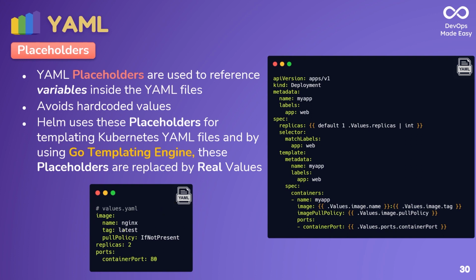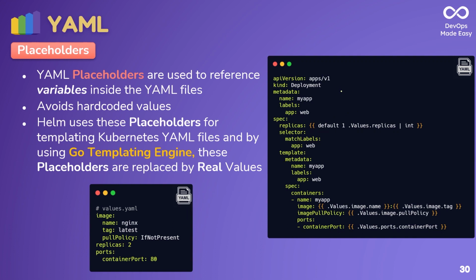What I mentioned here is some hard-coded values: image nginx, tag as latest, pull policy, replicas, container pod. Let's say I wanted to deploy it in the dev environment, and inside the dev environment I wanted only one replica. Then I'll change the replica to one and use this deployment file to deploy. The deployment file has a replicas value that is read from this values.yaml file. Since values.yaml has only one as the value, it will immediately deploy only one replica.